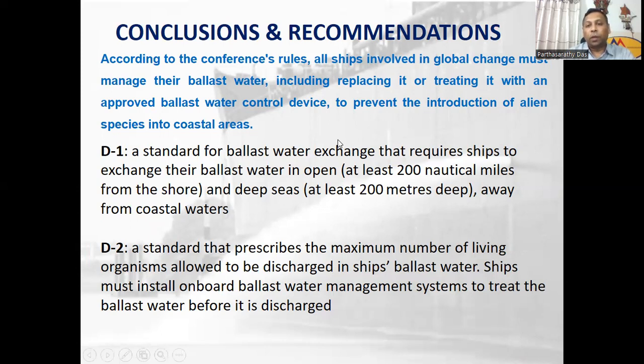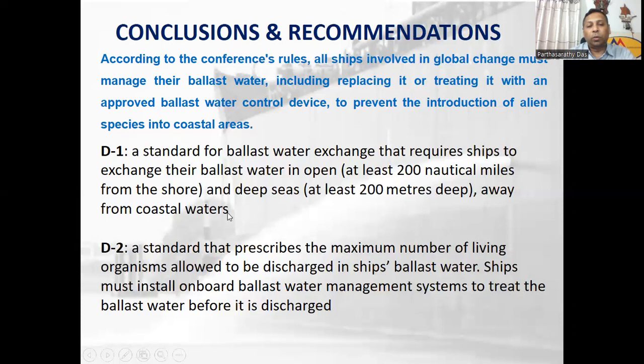So to do that, they will have to follow the standards, which are categorized as D1, D2, or D3. The D1 is the standard for ballast water exchange that requires ships to exchange their ballast water in open waters, which is 200 nautical miles away on its passage from the nearest land. And it has to be in the deep sea. The deep sea is categorized here as a sea which has at least 200 meters of depth.